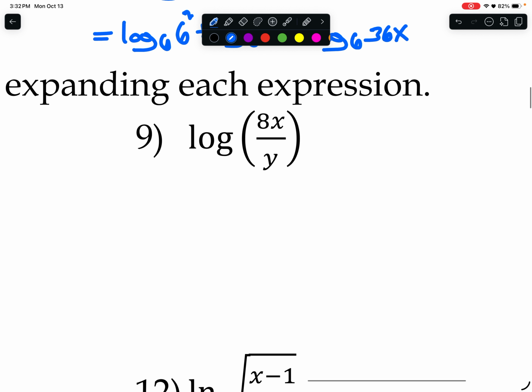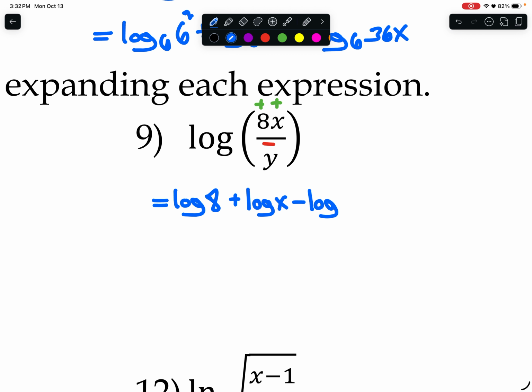Then number 9 here. I have 3 values that I need to rewrite: the 8, the x, and the y. When I look at my 8 and my x, both of these are in the top, so I'm going to add those values together. And then my y value, since it's in the denominator of this logarithm, I'm going to subtract. So this would be equal to log of 8 plus log of x, then minus log of y.